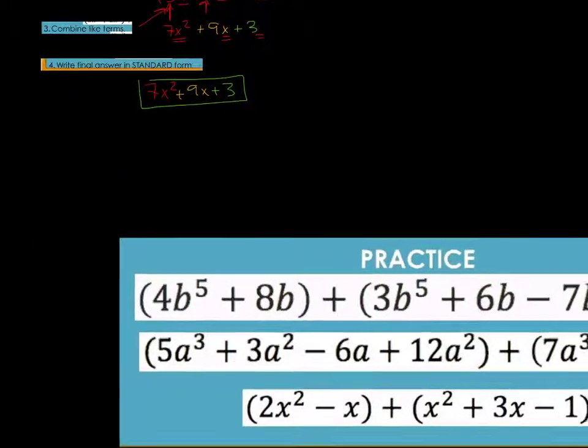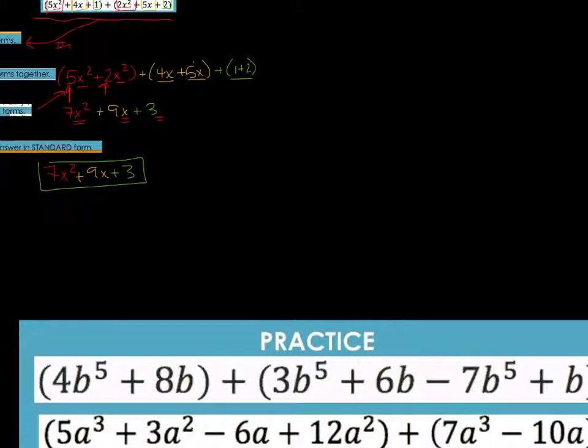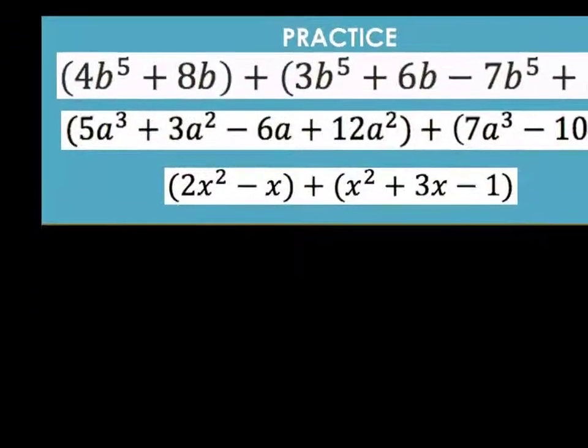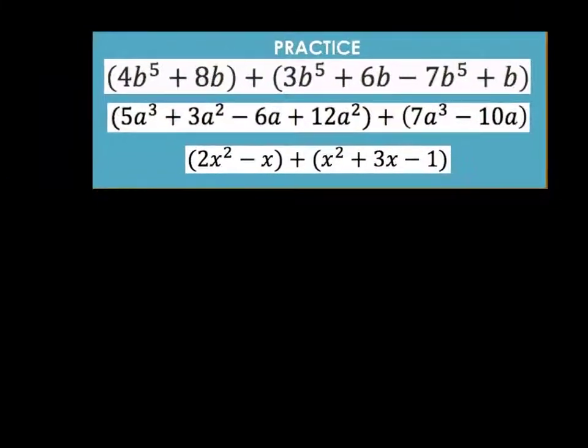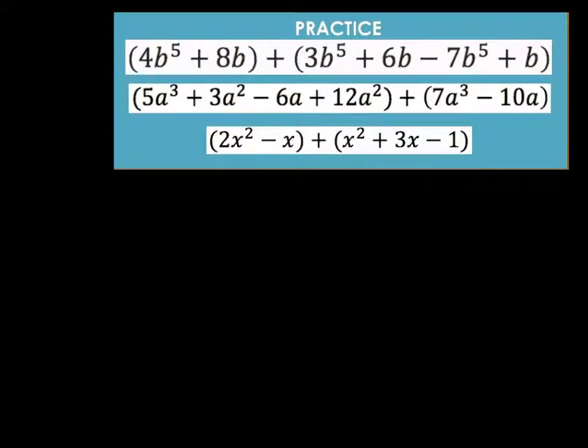Okay, so now let's do a couple of practice problems. So let's find our practice problems. Our first one is right here. We have 4b to the 5th plus 8b plus 3b to the 5th plus 6b minus 7b to the 5th plus b. So looking at that problem, let's find our like terms. Let's go through that step-by-step process.